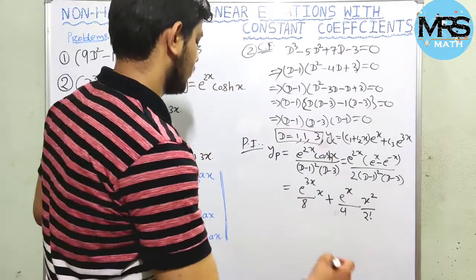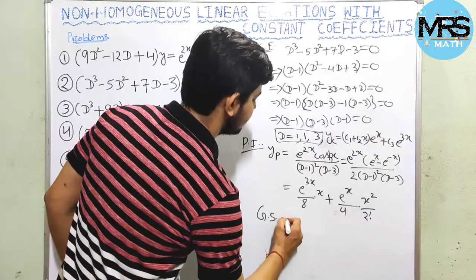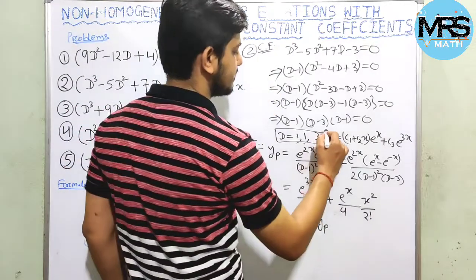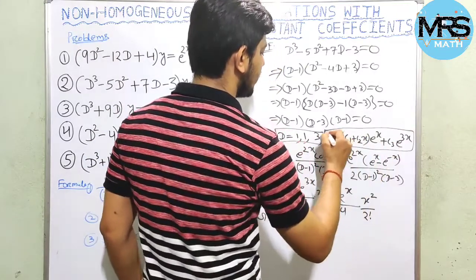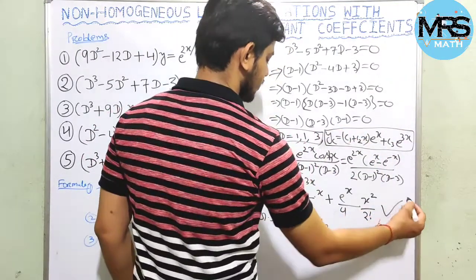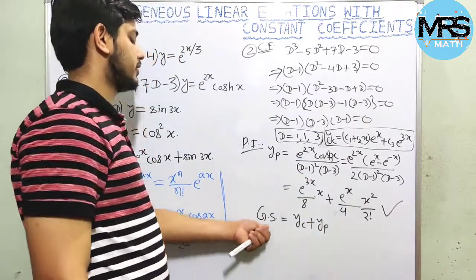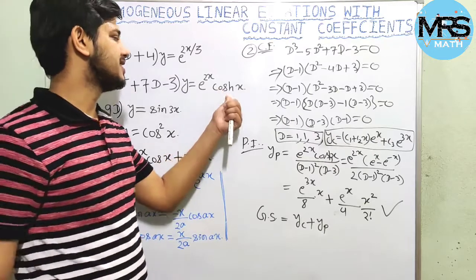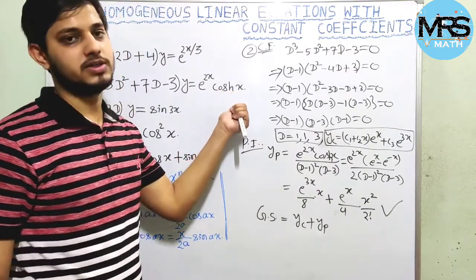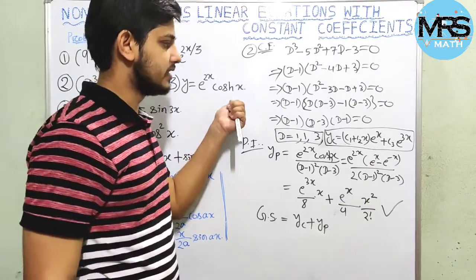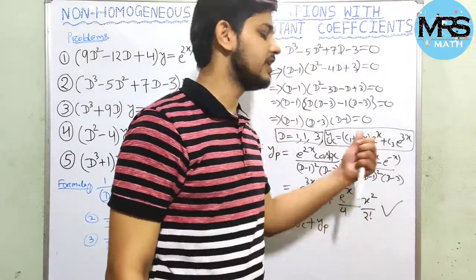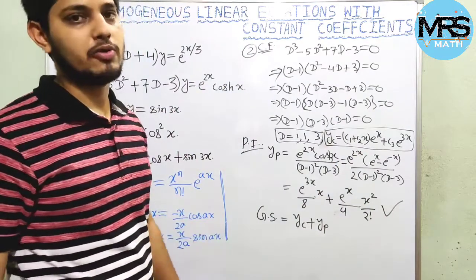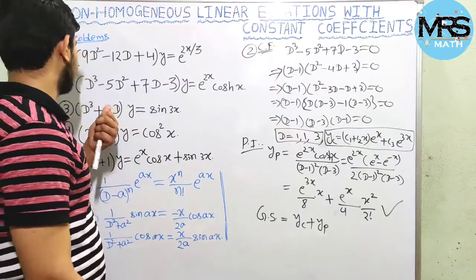So our final solution, the general solution, will be yc plus yp. So yc we are getting as this one, and yp we are getting as this one. By taking the summation we can get the general solution. What we did here, the only problem is that a hyperbolic function is there. Since hyperbolic is there, we just converted it into exponential, then easily applying the same method we solved it. Hope you understood. Now we can proceed to question number 3.